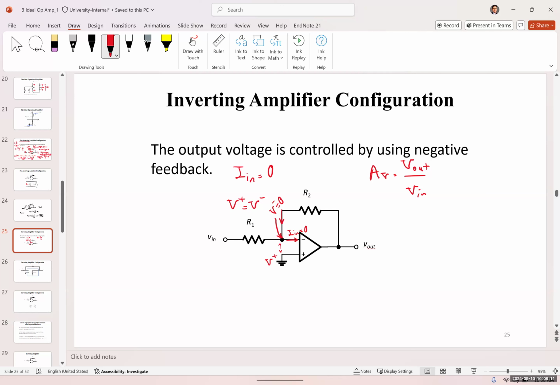Again, we can use Kirchhoff's current law, and I'm going to call this I2 and this I1. So I1 plus I2 would be equal to the input current. Am I correct? And what is the input current? 0. Again, according to Ohm's law, what is I1 equal to?